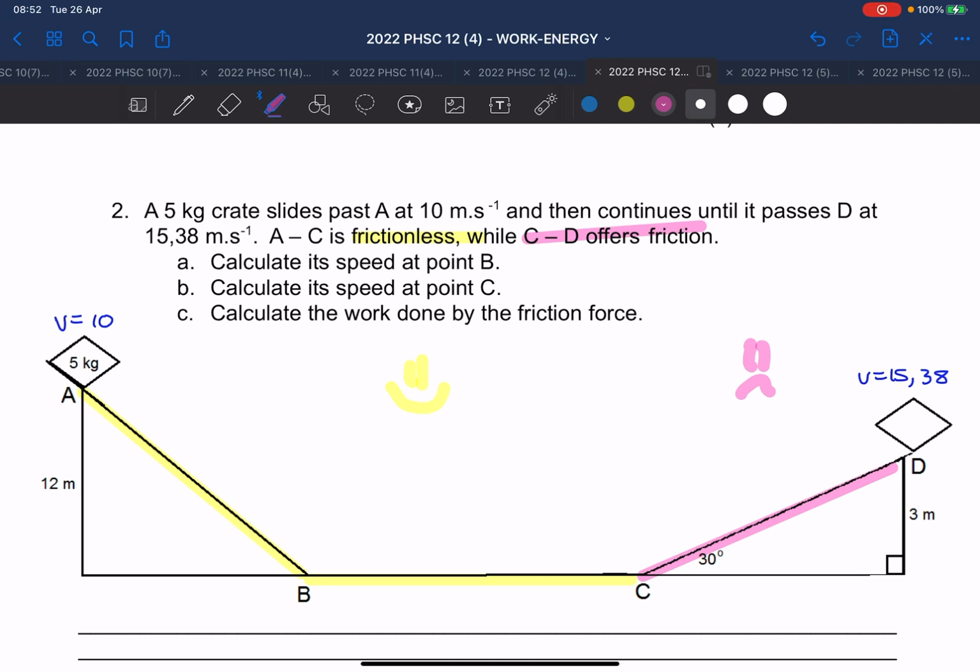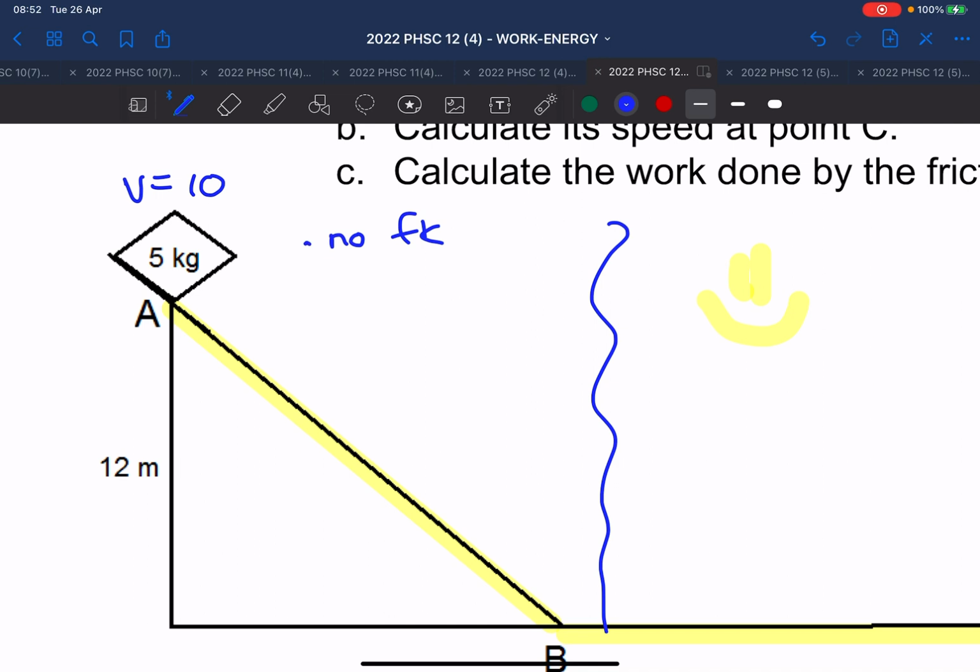All right. So, before I read further, I'm going to look at what type of scenario I have for each one. Okay? At the first one here, so from A to B, I have no friction. Okay, I'm going to zoom in a bit. I have no friction and I have a change in direction. Then we're going to use the law of conservation of mechanical energy. No friction, change in direction, law of conservation of mechanical energy.